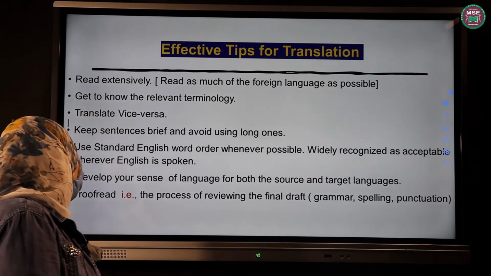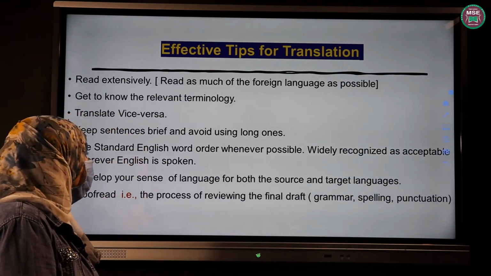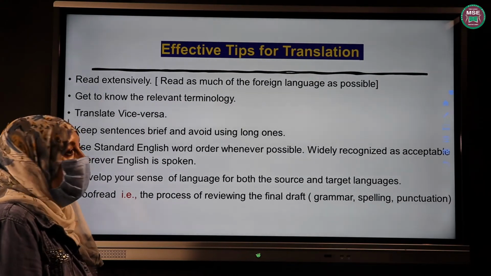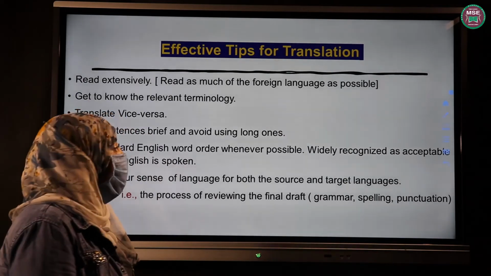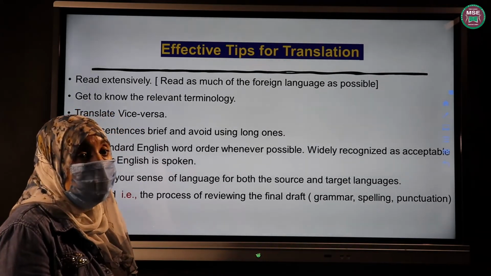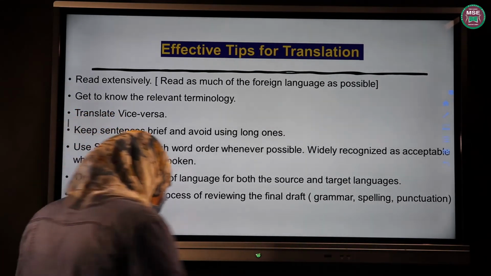Proofread. What do you mean by proofread? That is to say, the process of reviewing the final draft. Try to make a draft for yourself, revise your grammar, revise your spelling, revise your punctuation. This will help you a lot.